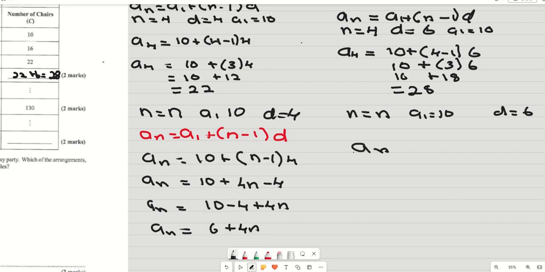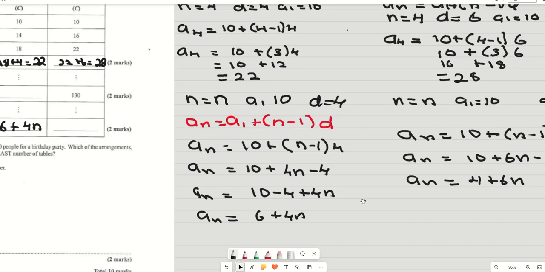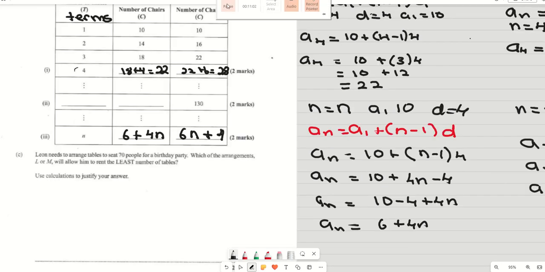That's a_n is equal to the first term, which is 10, plus (n minus 1) by a common difference of 6. So a_n is equal to 10 plus 6n minus 6. Right? So 10 minus 6 is 4, so that's 4 plus 6n. So that is the formula for this one: 6n plus 4. Everyone got it, right?